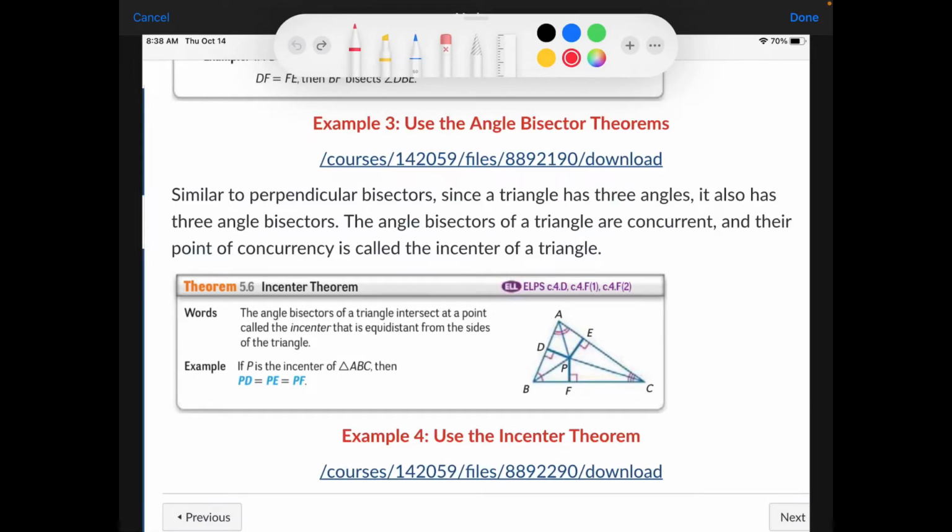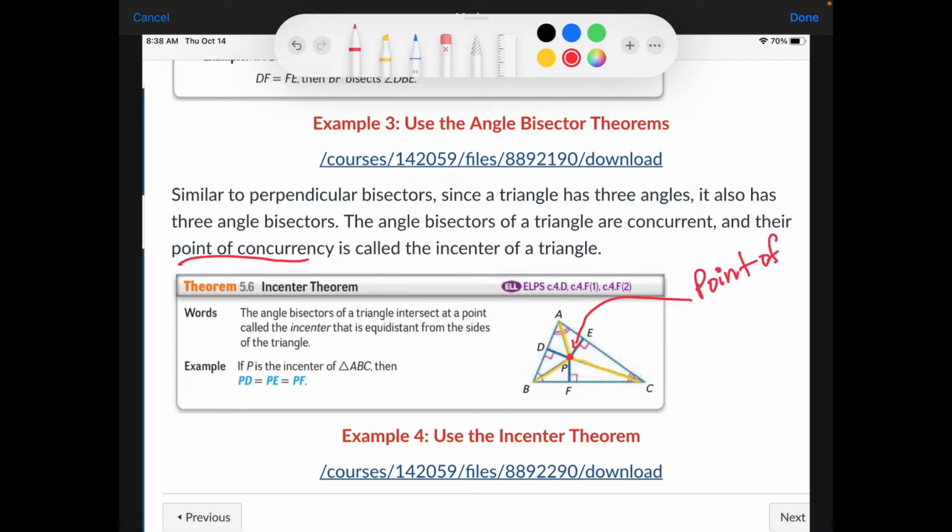Previously we talked about angle bisectors. Now let's say that we drew the angle bisectors inside of a triangle. What would happen? Well, if we drew the angle bisectors in a triangle, we would end up with an intersection inside of the triangle. I'm highlighting the 3 angle bisectors inside of this triangle, and they intersect at point P. Point P is what we call a point of concurrency.